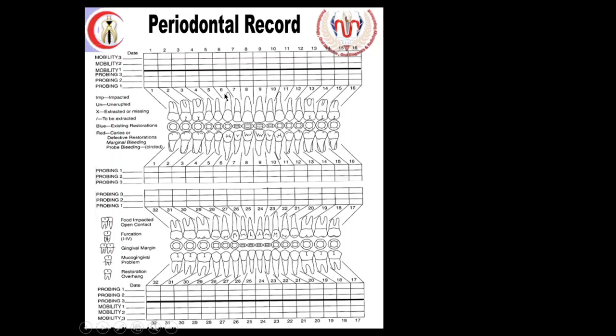This is the upper piece, and this is the lower piece. This is the facial surface of the upper teeth. This is the palatal surface of the upper teeth. This is the facial surface or labial surface of the lower teeth. This is the lingual surface of the lower teeth.